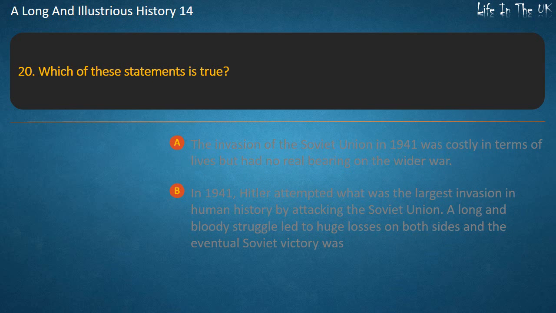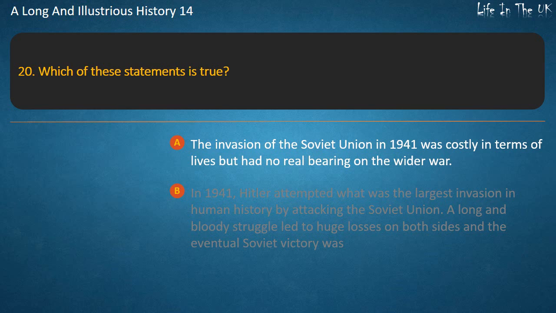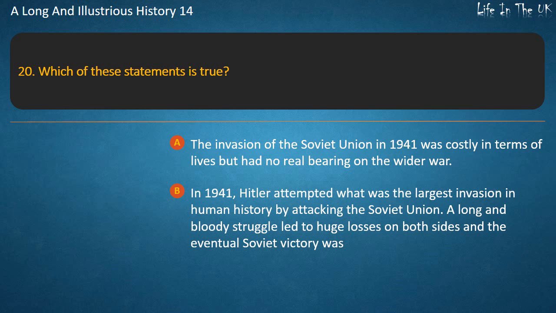Question 20. Which of these statements is true? The invasion of the Soviet Union in 1941 was costly in terms of lives but had no real bearing on the wider war. In 1941, Hitler attempted what was the largest invasion in human history by attacking the Soviet Union. A long and bloody struggle led to huge losses on both sides, and the eventual Soviet victory was. Answer. In 1941, Hitler attempted what was the largest invasion in human history by attacking the Soviet Union. A long and bloody struggle led to huge losses on both sides, and the eventual Soviet victory was.